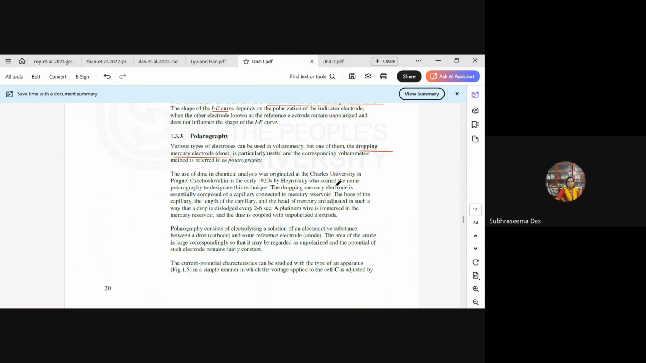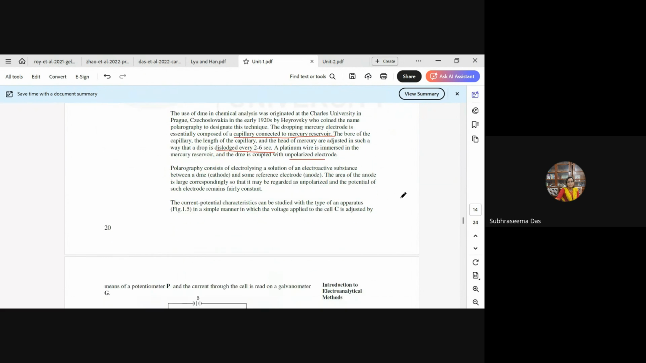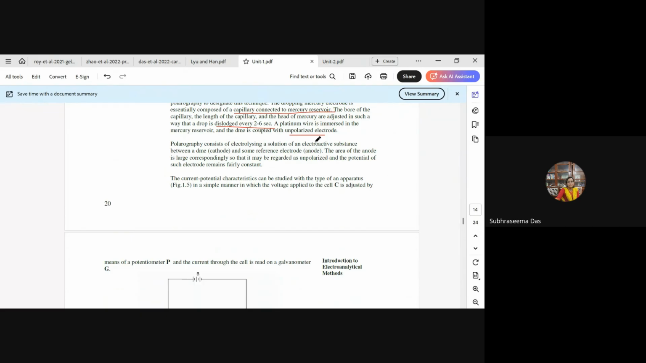It was first originated in Prague. The dropping mercury electrode consists of a capillary connected to a mercury reservoir. The bore of the capillary, the length of the capillary, and the head of the mercury are adjusted in such a way that a drop is dislodged every 2 to 6 seconds. A platinum wire is immersed in the mercury reservoir, and the DME is coupled with an unpolarized electrode. Polarography consists of electrolyzing a solution of an electroactive substance between a DME cathode and a reference electrode anode.